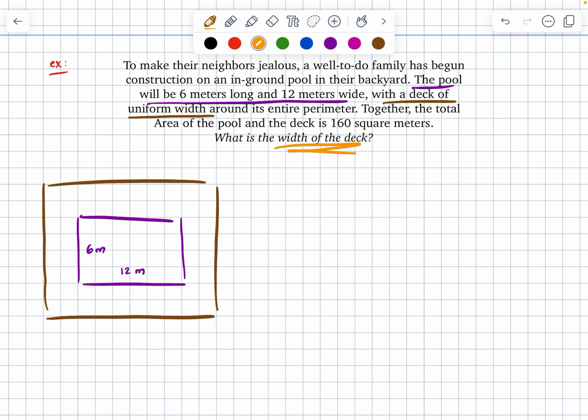And I am not told what the width of the deck is. In fact, that's what I'm looking for. So let me say maybe W is going to be the width here of my deck. Whatever that value of W is, I know that it's the same on all sides. So even though I don't know the specific value, I can use that variable W here to represent the width of that deck around the pool.